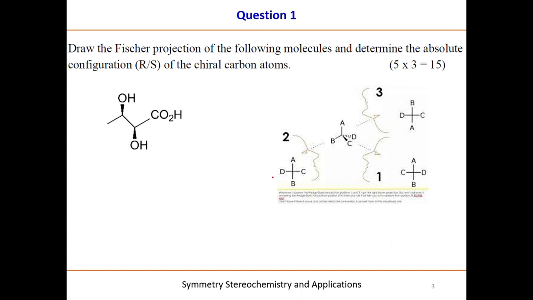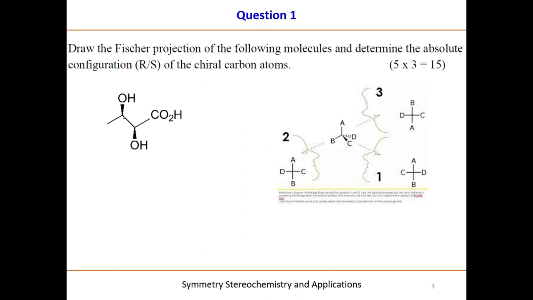This is the first question. So first we have to draw it in Fischer projection. The question is to draw the Fischer projection of the following molecule and determine the absolute configuration, that is R and S, of the chiral carbon atom. So first we have to find out how many chiral carbon atoms are present here. So what is the definition of chiral carbon?